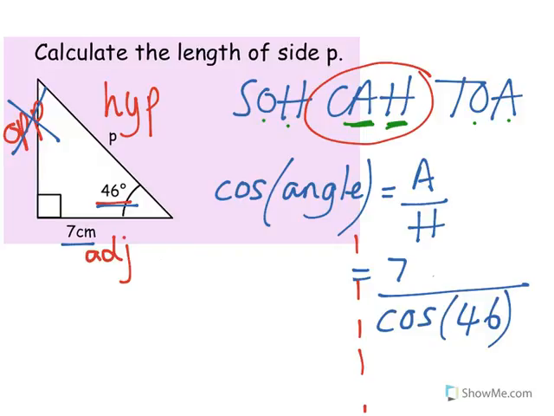So I now know what my answer is. I just need to type it into the calculator to get that as a decimal. So once I've typed that into the calculator, make sure you use the fraction button and that you also close the brackets there. That comes out at 10.1 to 1 decimal place.